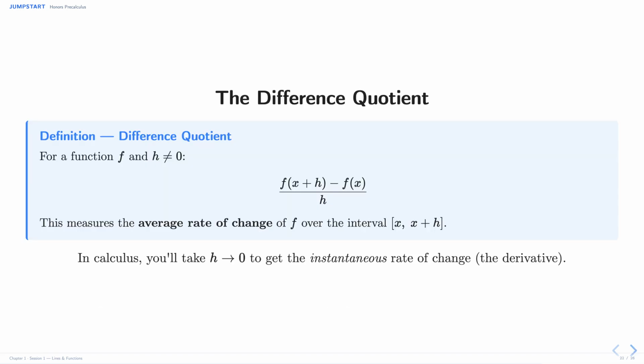Now let's introduce the difference quotient. The difference quotient is defined for a function and a non-zero value h as the difference in function values at x plus h and x divided by h. This quotient measures the average rate of change of the function over the interval from x to x plus h. In calculus, you'll take h to approach 0 to find the instantaneous rate of change, known as the derivative.